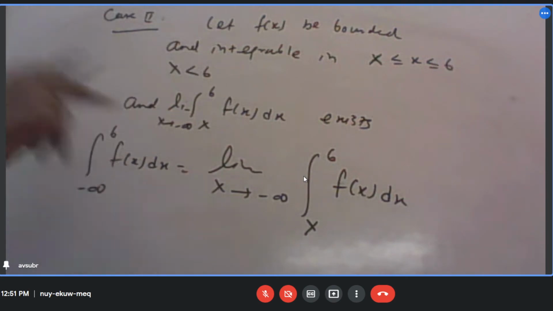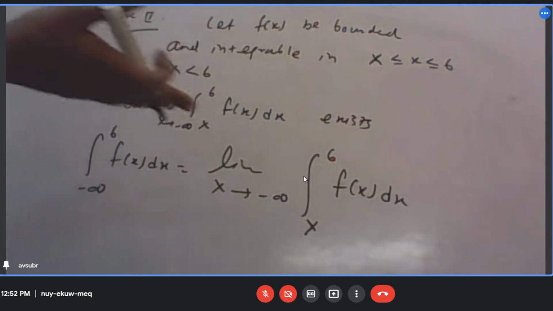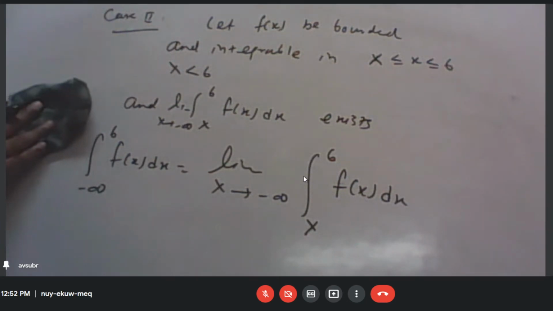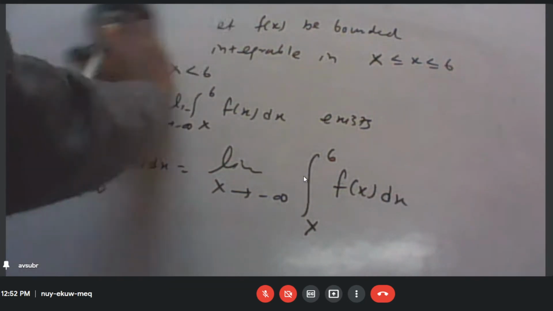So now I can write it down like this. I hope it is clear. So once I have got this, let us take an example of how we can evaluate this kind of integral. Clear? Shall I omit this?